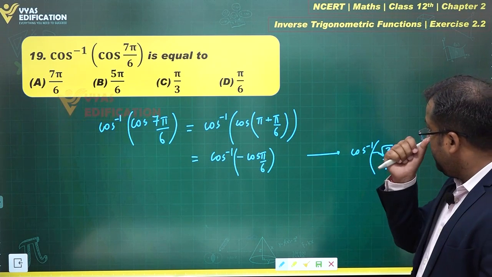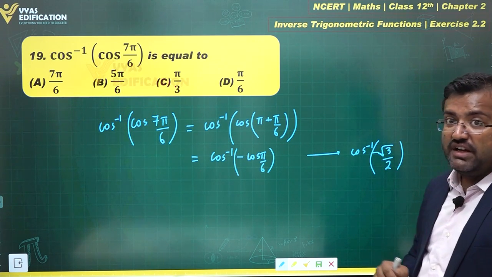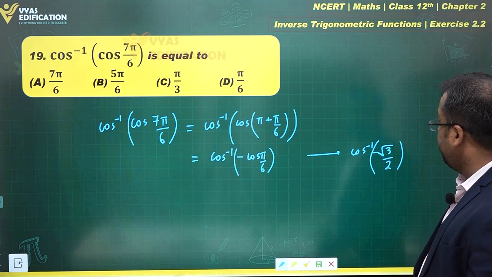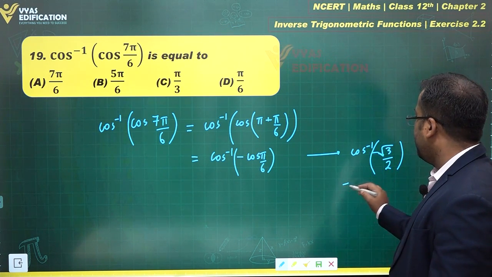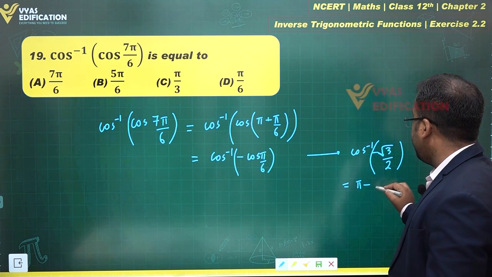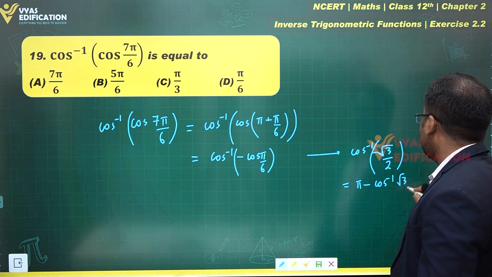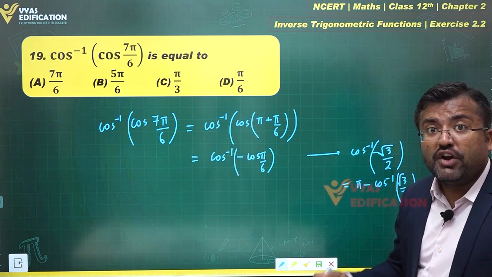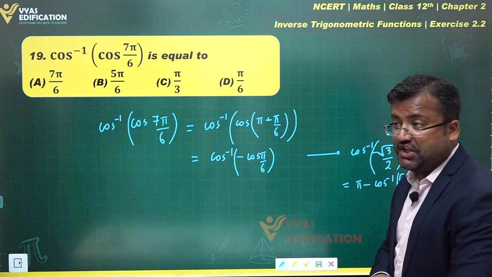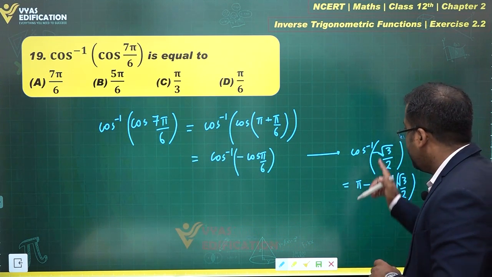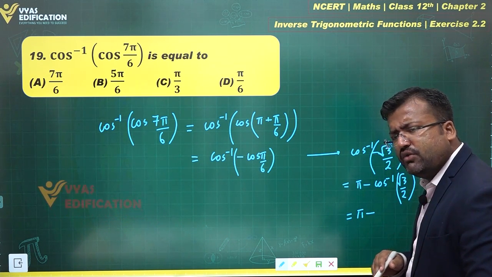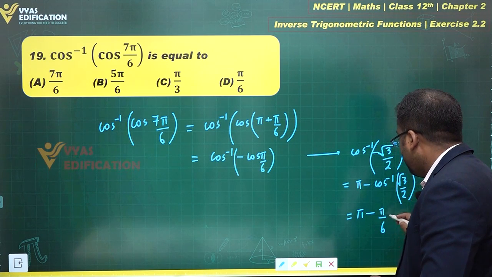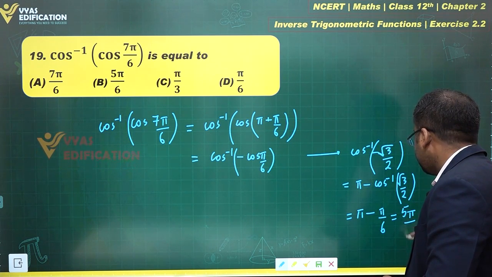Okay, and what will this be equal to? Cos inverse of minus root 3 by 2. Can you guess the value of this? Yes, this can be very simple to guess. I can bring that minus outside. Cos inverse of minus x is pi minus cos inverse x. This is pi minus cos inverse root 3 by 2, which is pi minus pi by 6. What is that? This is 5 pi by 6.